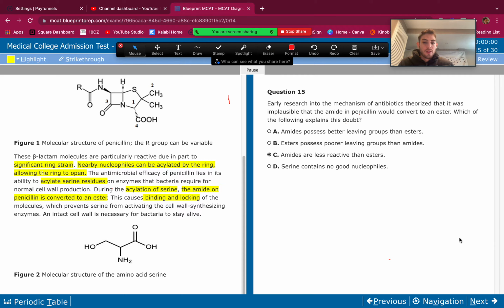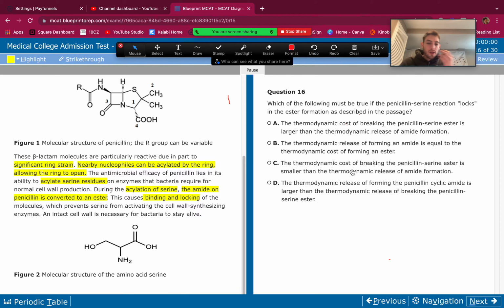Next question. Which of the following must be true if the penicillin-serine reaction locks in the ester formation as described in the passage? All right, if it locks in there, we want to form the penicillin-serine ester. We want to form this, because if this forms, then it's locked.